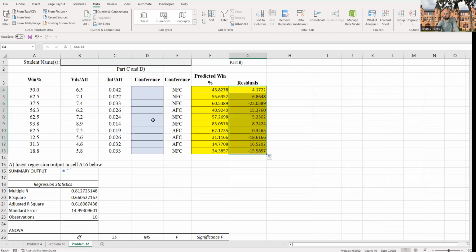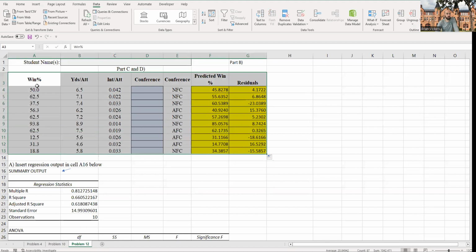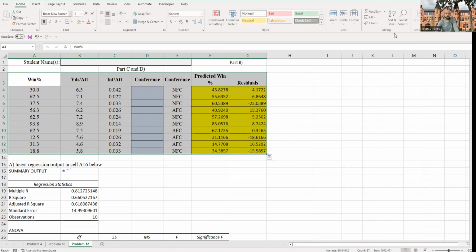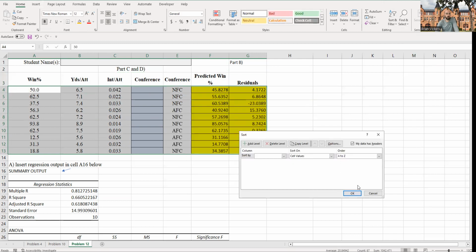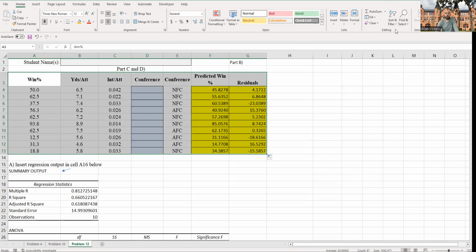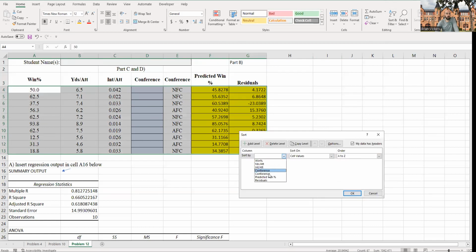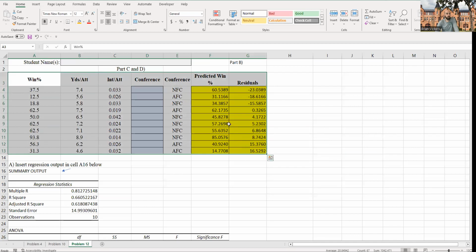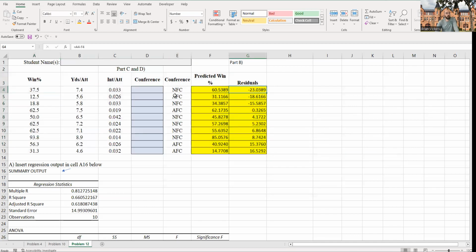And it wants us to sort these in ascending order by the residuals. So we're going to highlight everything all the way from the top one to the very last thing under residuals. We're going to go to Home, go to Sort, Custom Sort, sort by residuals in ascending order, so smallest to largest. And we were way off on this one, not that off.